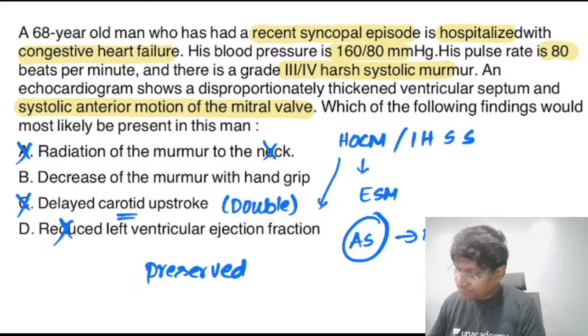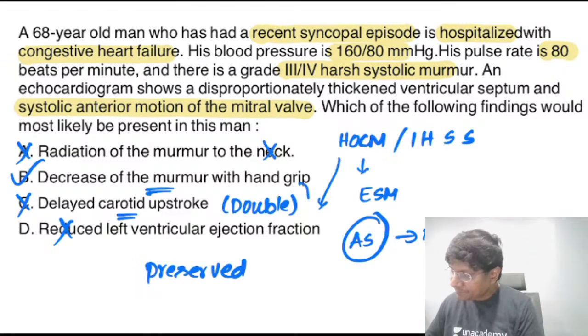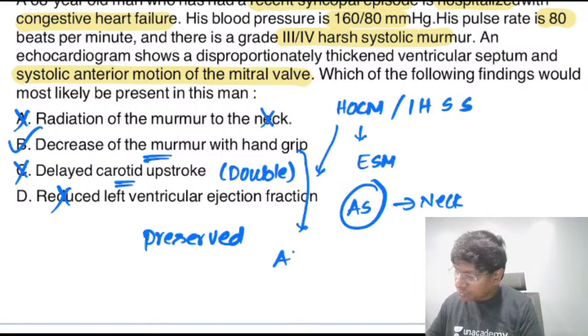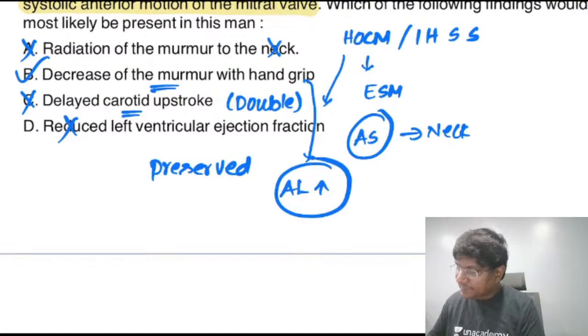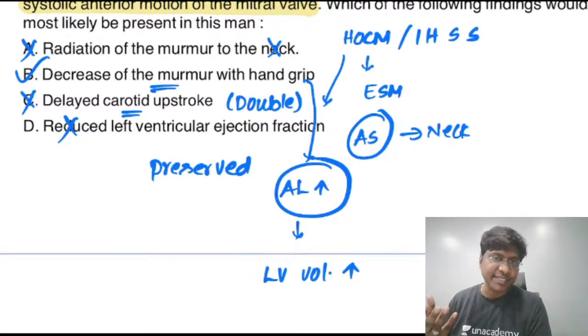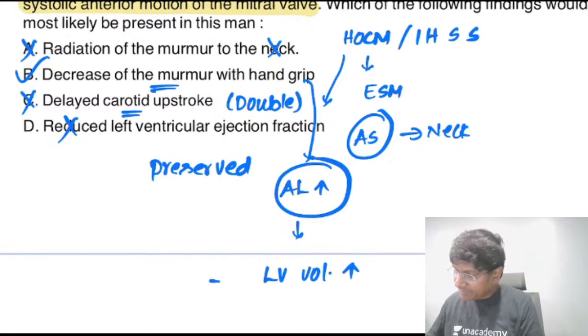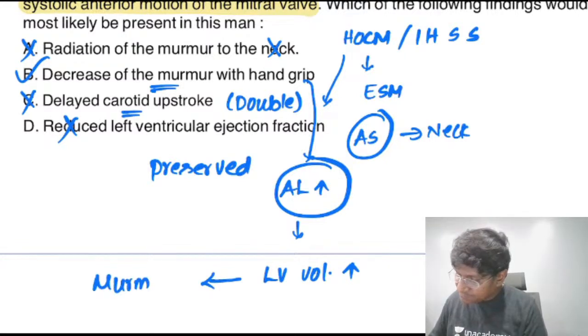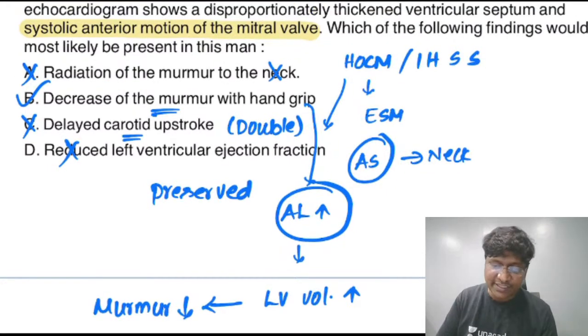Now, what will happen to the murmur with hand grip? There will be a decrease in the murmur with hand grip. Why? Because with the hand grip, the afterload on the heart increases. When the afterload increases, the LV volume increases, because your left ventricle is unable to pump the blood into the aorta. When LV volume increases in HOCM, the murmur decreases. So that is the concept of why the murmur decreases with the hand grip.